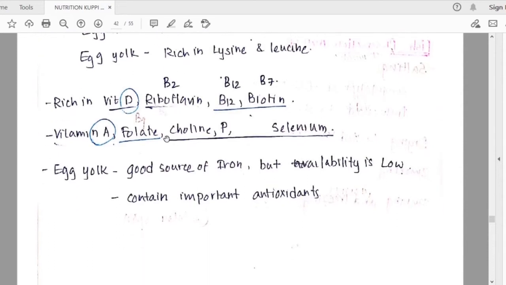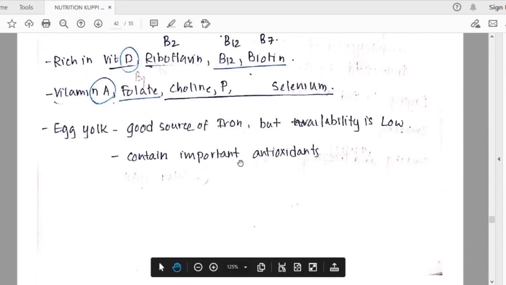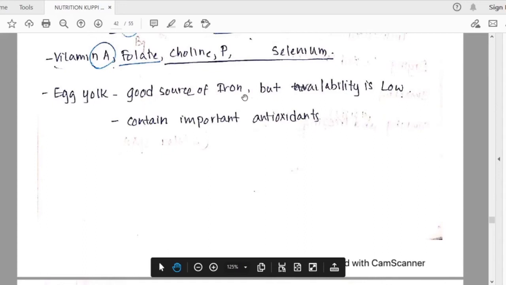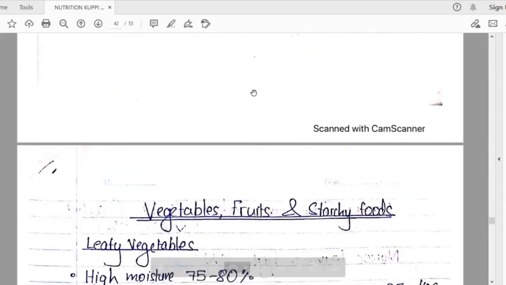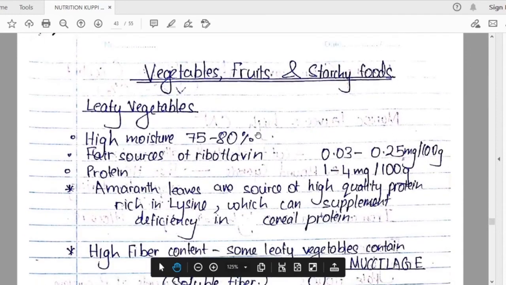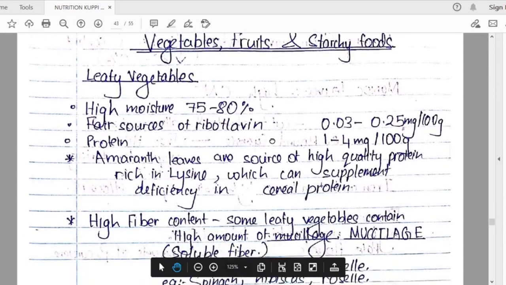It is rich in vitamin D, vitamin B2, riboflavin, vitamin B12, and biotin. Vitamin A, folate, choline, phosphorus, and selenium. Egg yolk is a good source of iron, but the availability is low. Contains important antioxidants. Then api yanne vegetables, fruits and starchy foods walata.